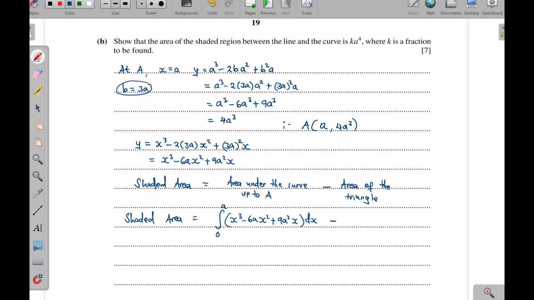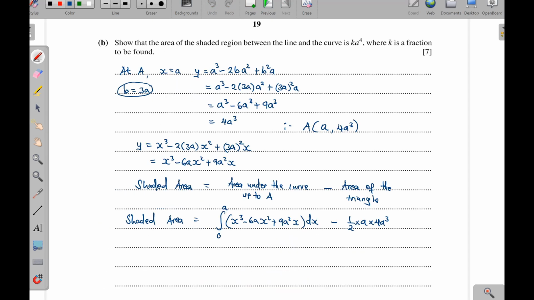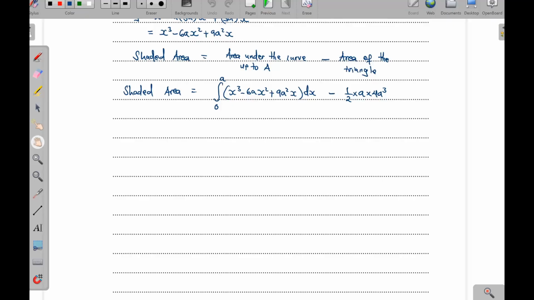Okay, so the area of the triangle is a half times the base, which is a, then the height is 4a cubed. Okay, why is it 4a cubed? Remember, when you come here, this is a, and the y coordinate here is 4a cubed, which we got. So the area under this curve is the whole of this. Then we take off the area of this triangle. You see that? Then we integrate now here.